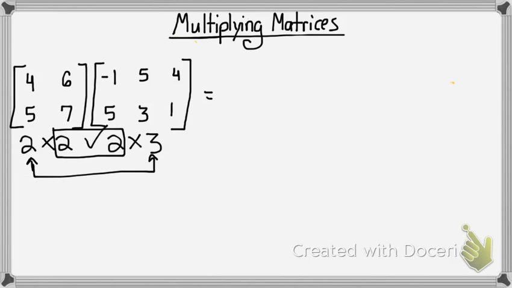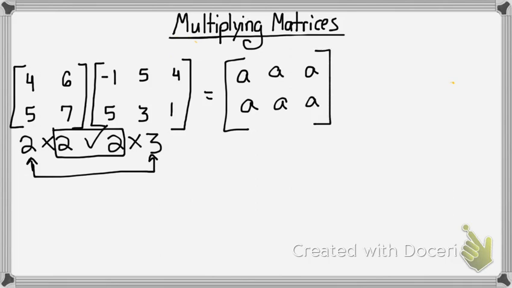So now let me create a 2 by 3 because that will be the product of the matrix. That means I'm going to have 2 rows and 3 columns. I don't know what the answers are yet, so I'm just going to label them all as A. All right. Now I'm going to actually label the subscripts because that will help me know what to multiply.